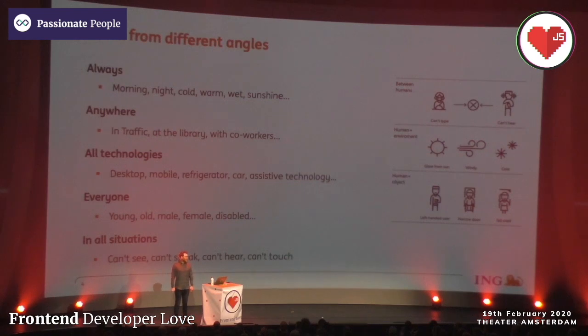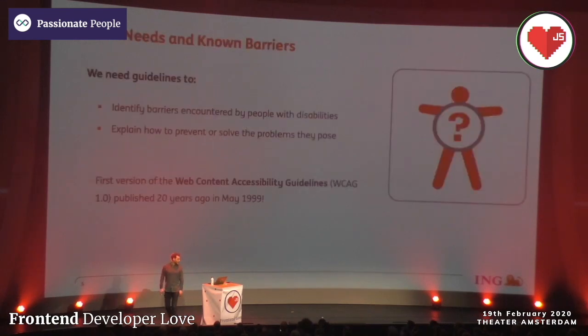So it's really about user needs and about the known barriers. And there are guidelines for this. So more specifically, the Web Content Accessibility Guidelines, which help you in understanding these barriers and identify these barriers encountered by people with disabilities. Also, these guidelines explain how to prevent and solve these particular issues. And if we take a look at the WCAG guidelines, it's been here for a long time. It's there from the origination of the web. It's there from the start. That shows how important accessibility was to the web from the beginning, and it's still important today.